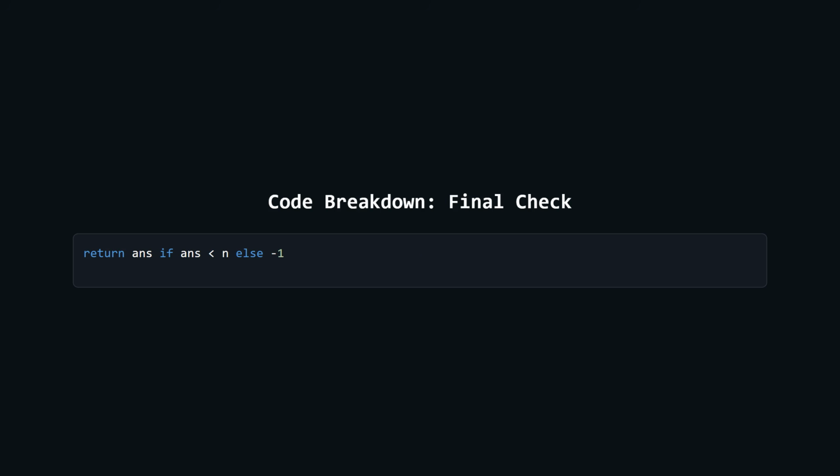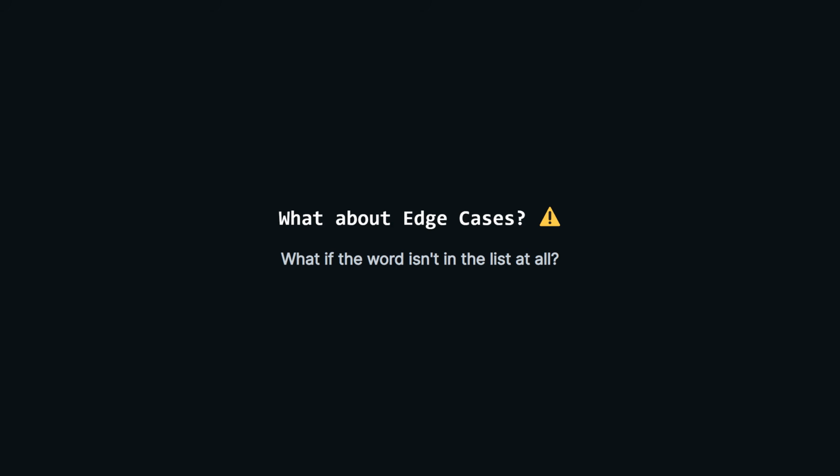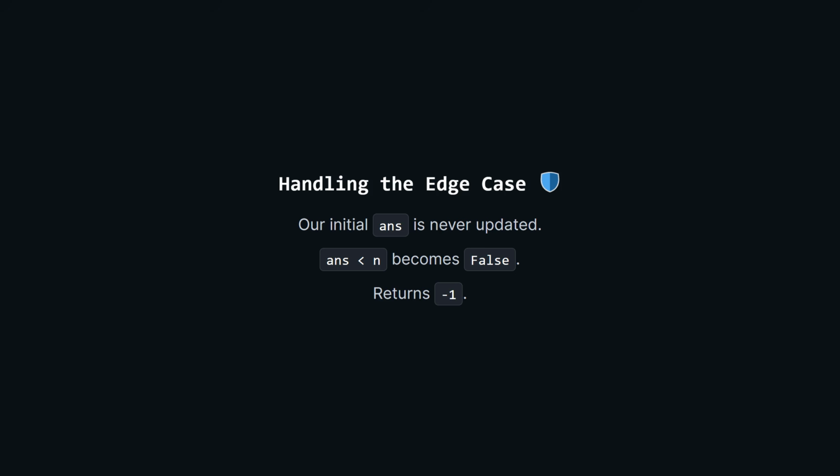Finally, when the loop finishes, we check our answer variable. If it's still equal to the length of the list, it means we never found the word, so we return -1. Otherwise, we return the shortest distance. One important edge case to consider for this problem is when the target word simply isn't in the list at all. Our code actually handles this gracefully. Because the initial answer variable never updates if there's no match, our final check safely returns -1, just like the problem asks. No extra Boolean flags needed.